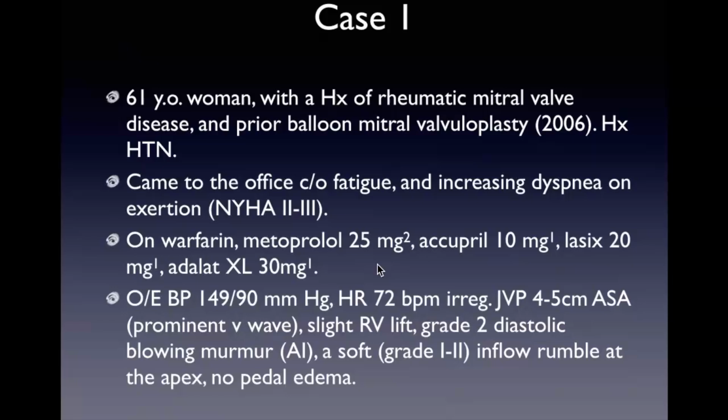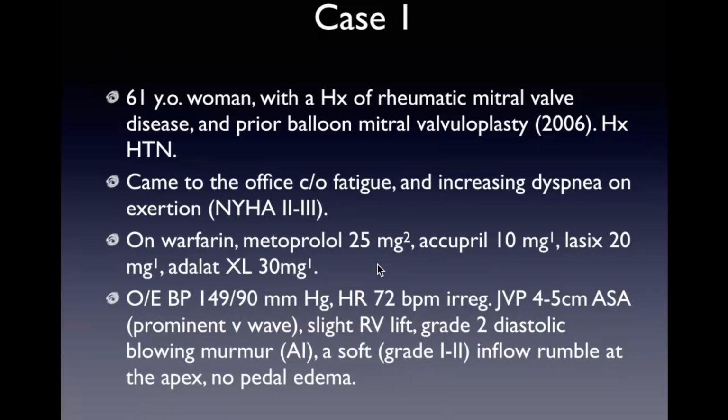She's on warfarin because she's in atrial fibrillation with rheumatic valve disease. Metoprolol, Accupro for hypertension. She's on a small dose of a diuretic, Lasix, and Adalat XL for hypertension as well. In the office, she's hypertensive at 149 over 90 millimeters mercury. The heart rate is 72 beats per minute.